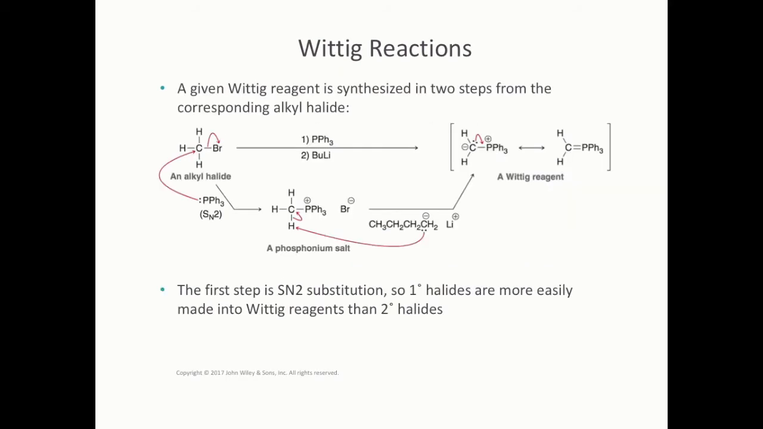Now, how would you make a Wittig reagent? So you start with an alkyl halide, such as methyl bromide shown here. Then you add triphenylphosphine. Ph stands for phenyl, so that would be a phosphorus with 3 benzene groups attached to it.